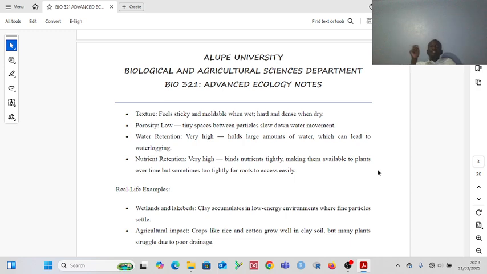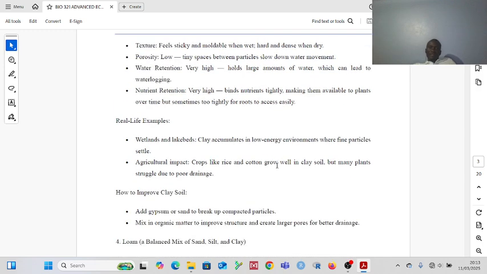The nutrient retention is equally high. Remember, the water is not passing through fast. So the nutrients cannot be washed away because the water is equally not flowing through fast. Crops that will do well in these clay soils are things like rice and cotton. But most plants will struggle in this type of soil because of the poor drainage.